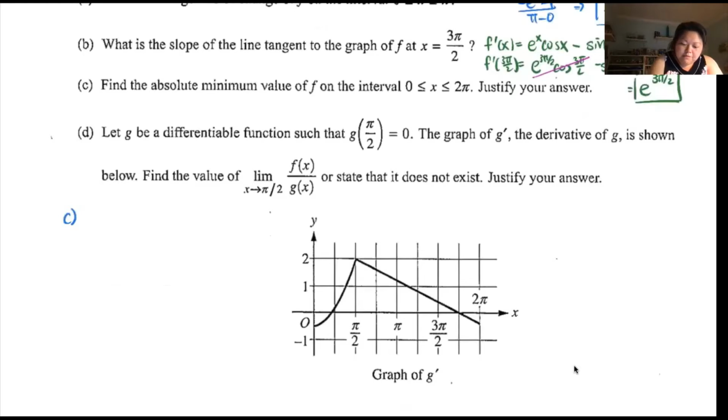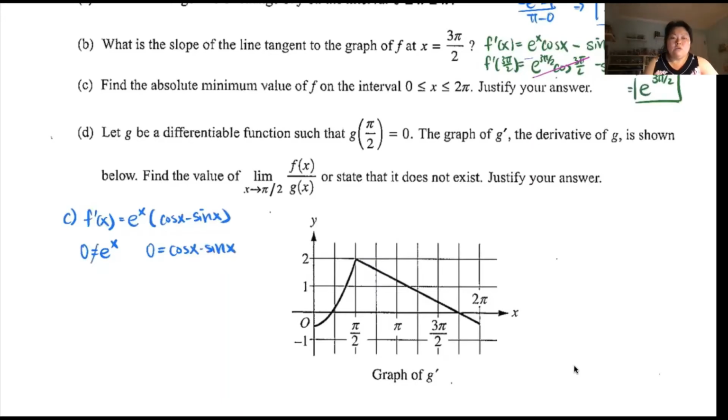Part C, and my f prime, since they both have an e to the x, I'm going to factor that out and make it so that it's e to the x, parentheses, cosine of x minus sine of x. All right, now we're going to solve for extrema, so set equal to 0. So you set them separately, e to the x equals 0, and 0 equals cosine x minus sine x. Well, e to the x will never equal 0, so that one will not give you any extrema. So now we're going to focus on cosine and sine x.